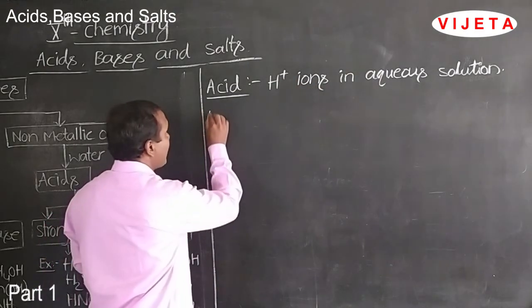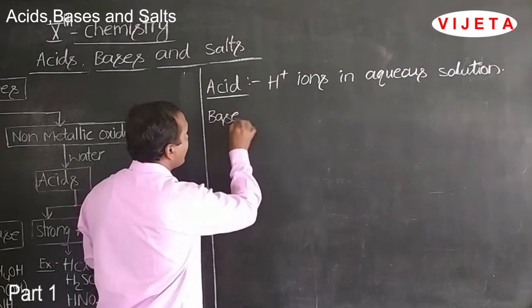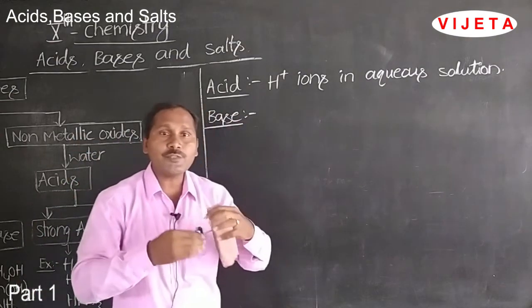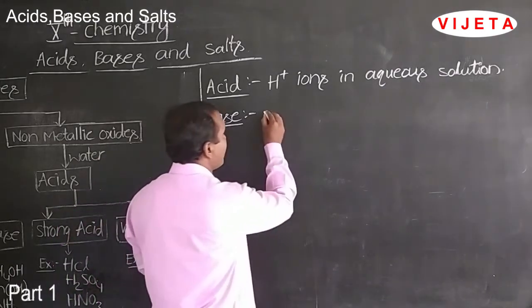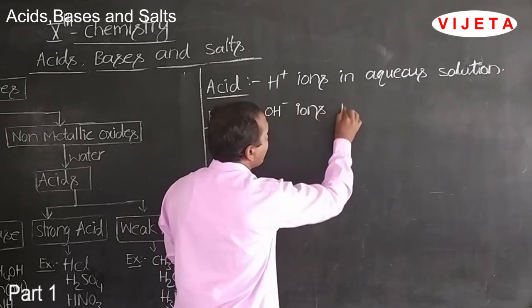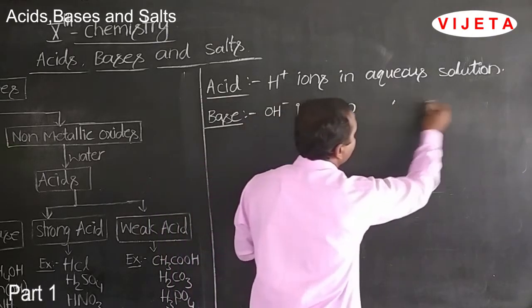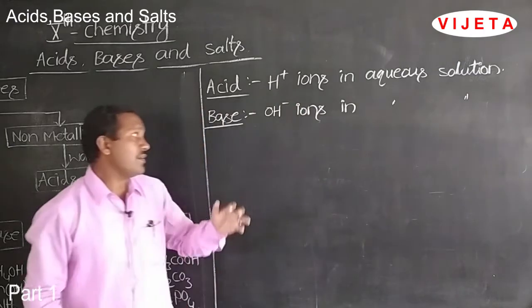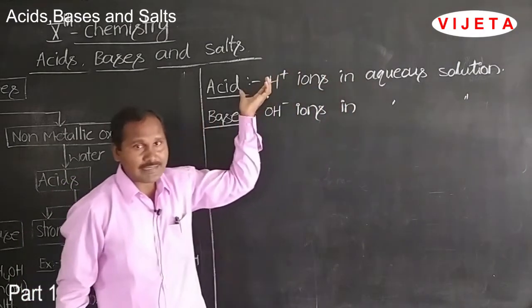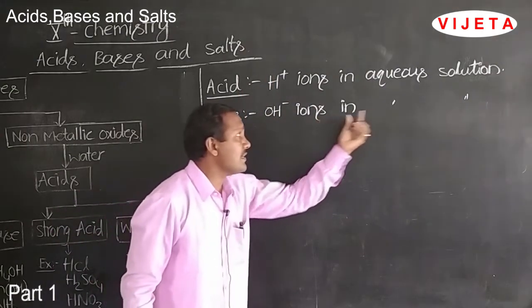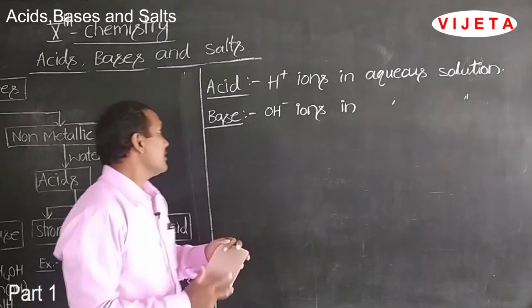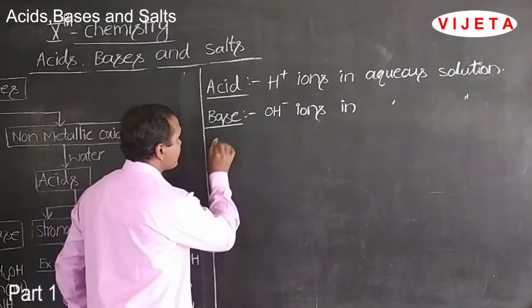In the same way, base. Base means the substance which produces OH- ions in aqueous solution. So simply we can understand that H+ ions in aqueous solution means acid, and OH- ions in aqueous solution means base.